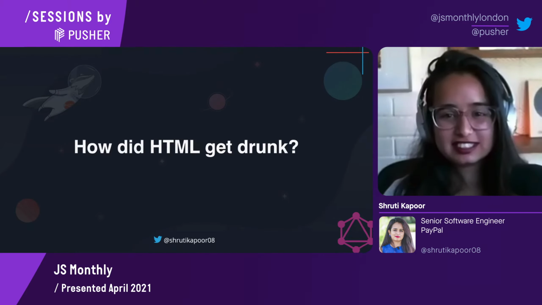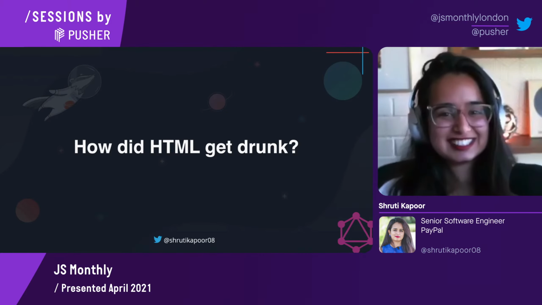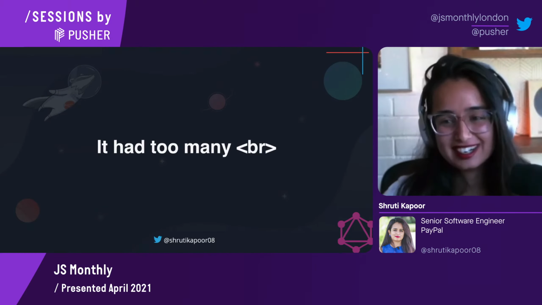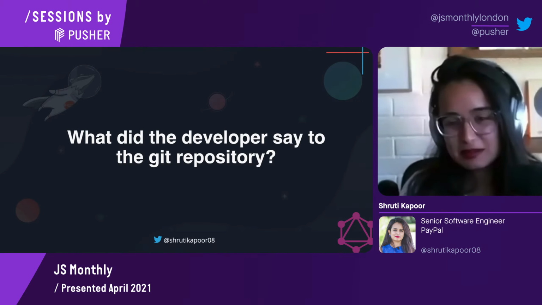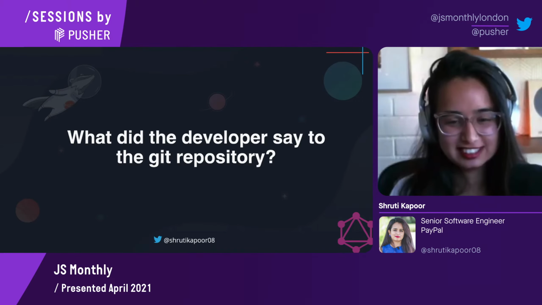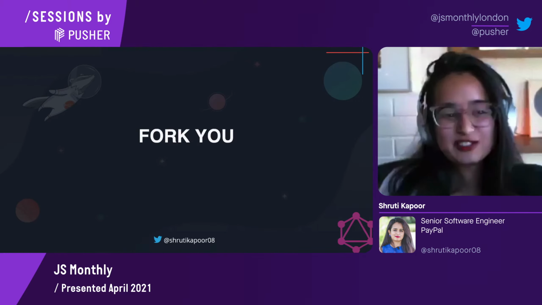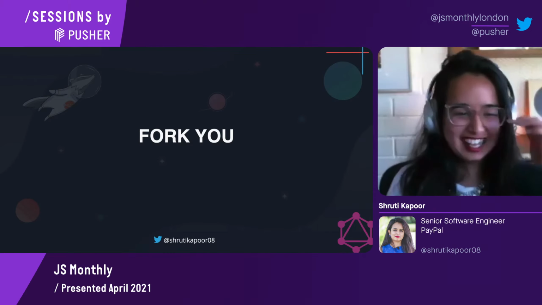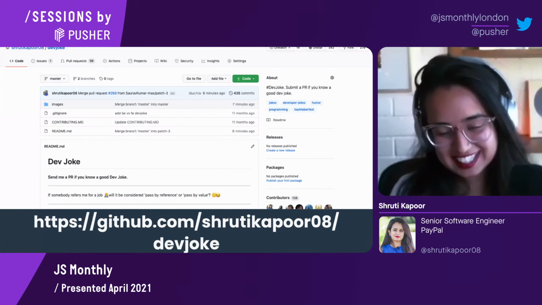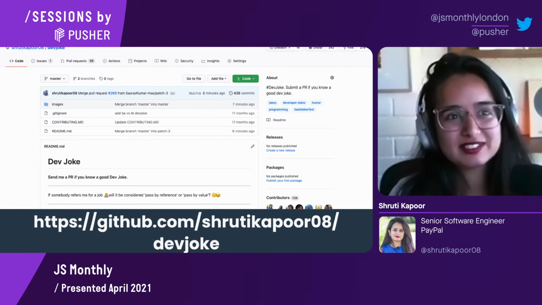How did HTML get drunk? It had too many BR. That's a good one. What did the developer say to the Git repository? Fork you. No worries. Oh yeah, you'll need beer when you're writing CSS.